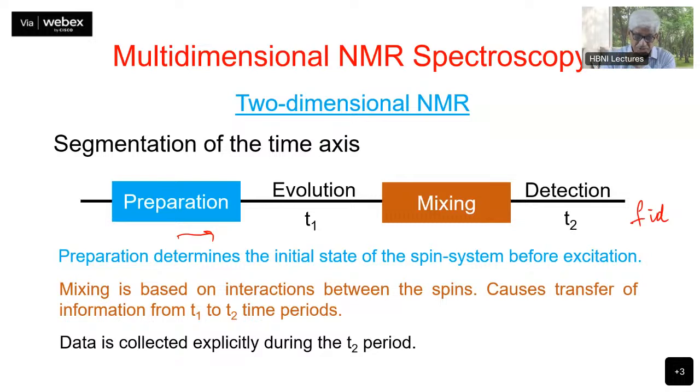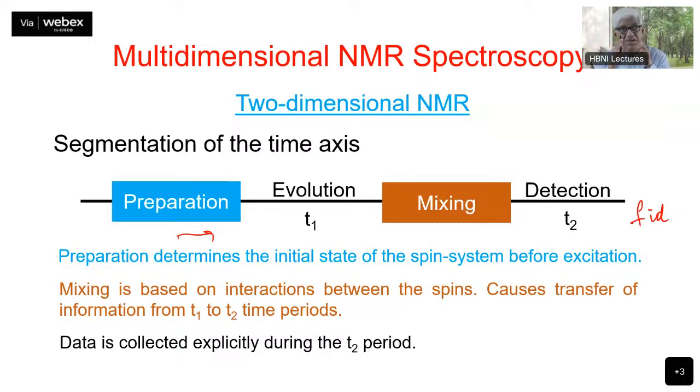Now, the preparation determines the initial state of the spin system before excitation. You can do various kinds of preparations, prepare the system in a particular way you want, and then you can monitor this through the experimental sequence. Mixing is based on interactions between the spins. This causes transfer of information from T1 to T2 time periods. That's why it is called mixing. It mixes the information between the various spins and transfers information from one time period to another. Data is collected explicitly during the T2 period only, and that is our FID.